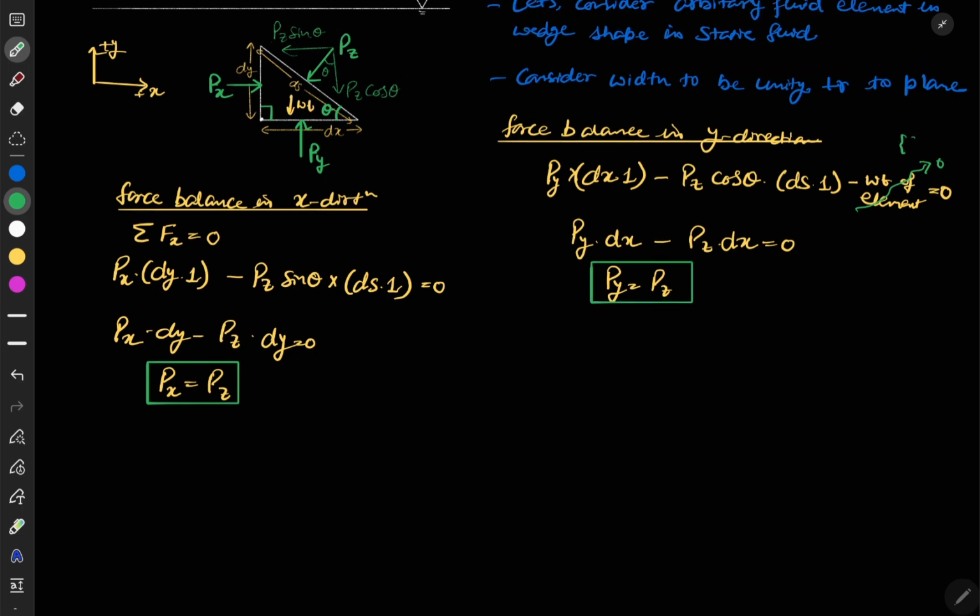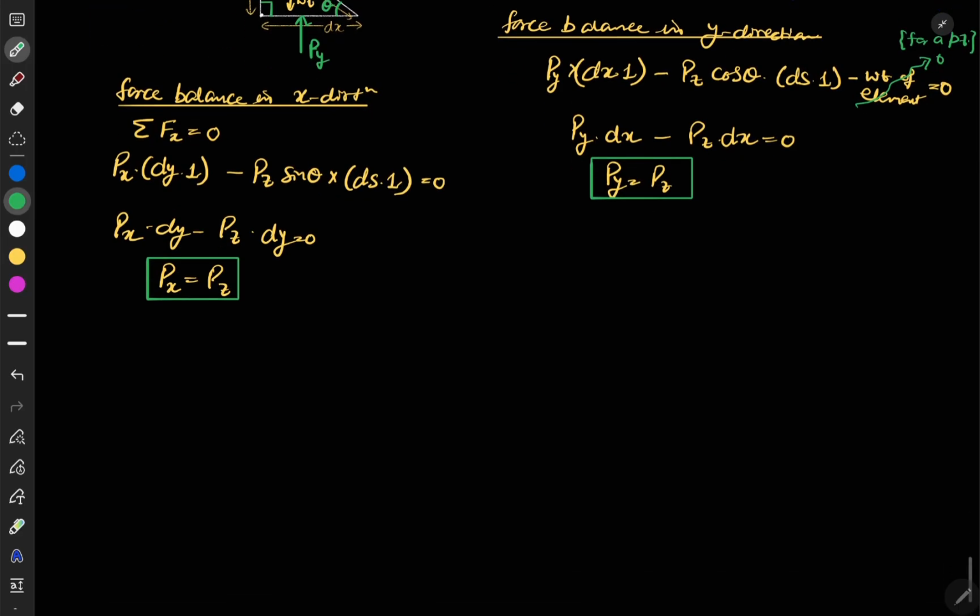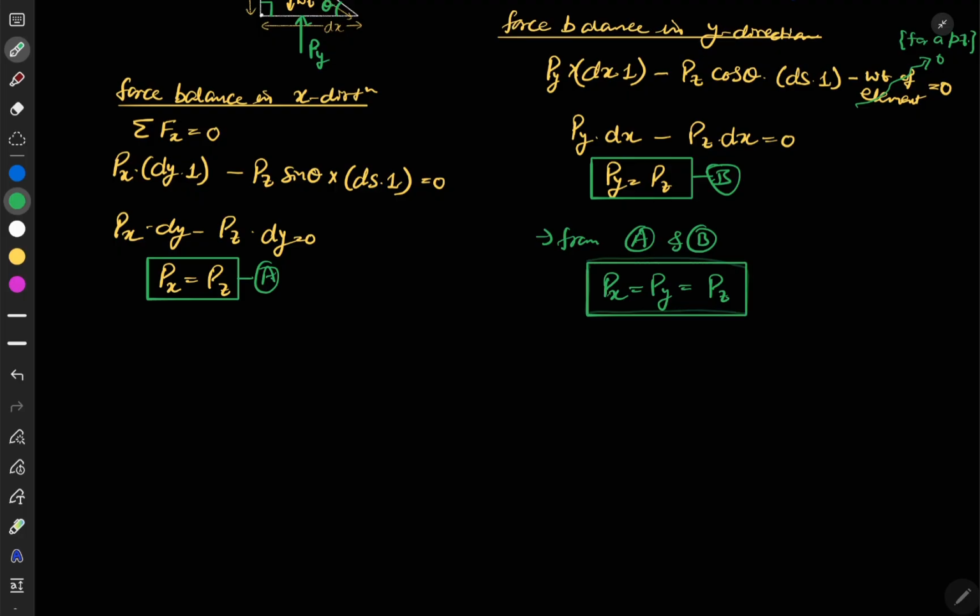This holds for a point. Let's say this is our equation A and this is our equation B. From A and B we can write px is equal to py is equal to pz. So this here is your Pascal's law.